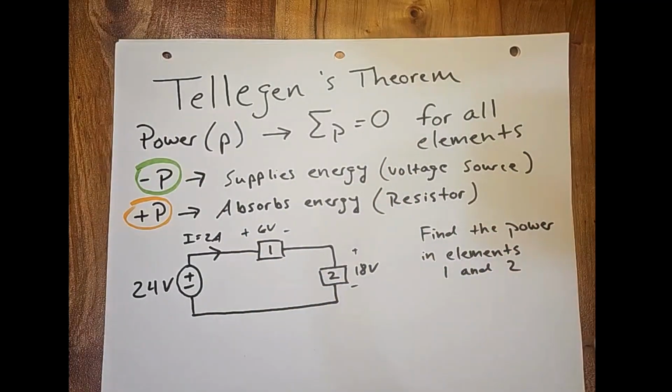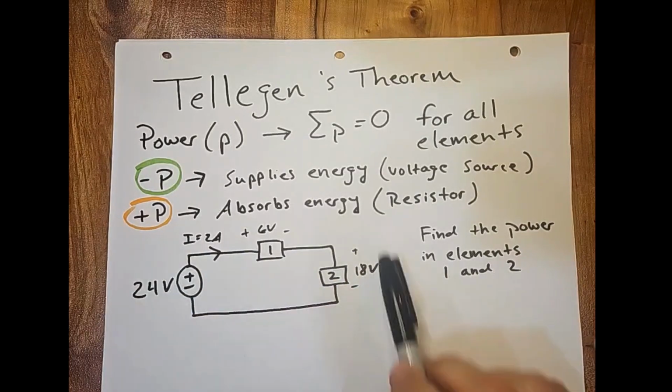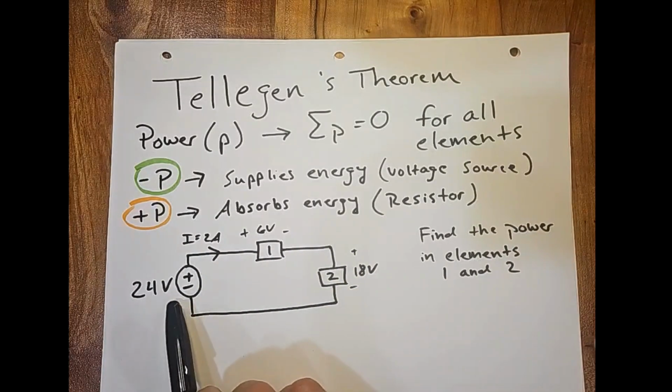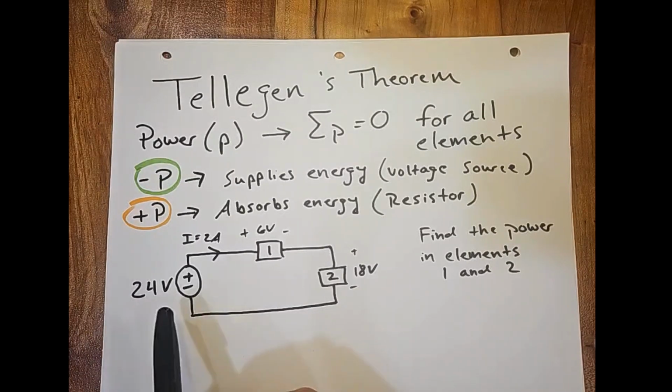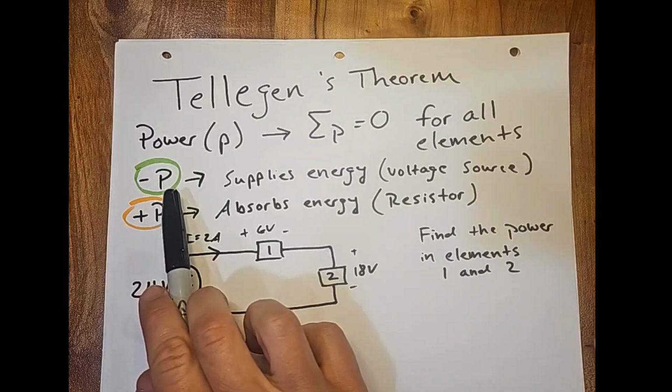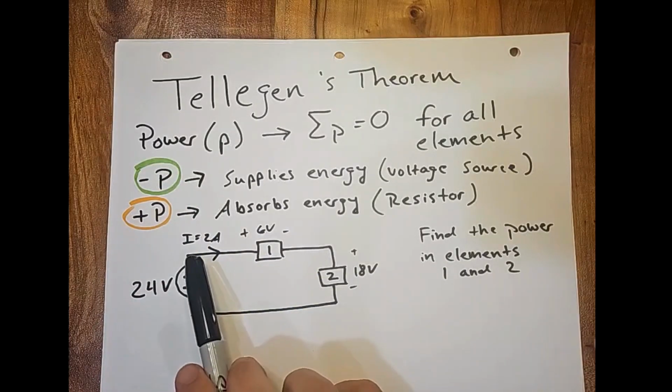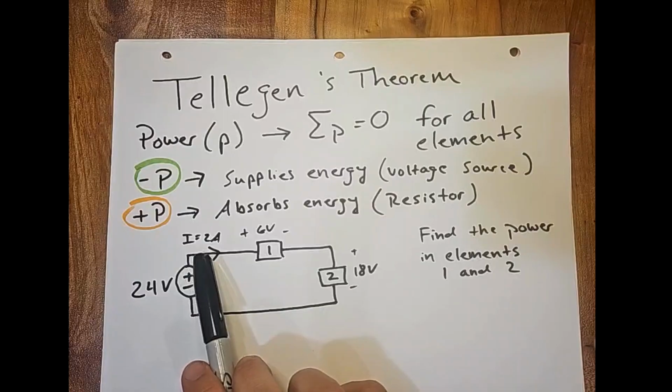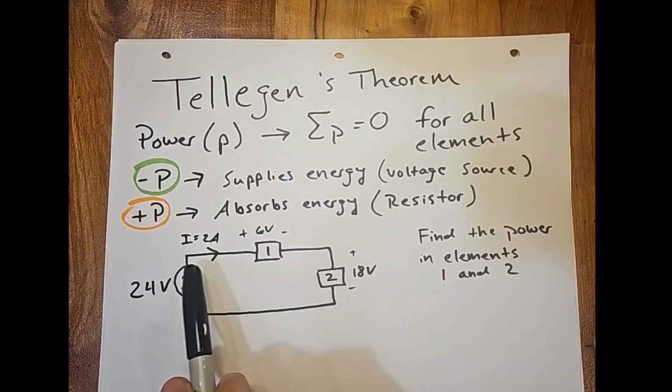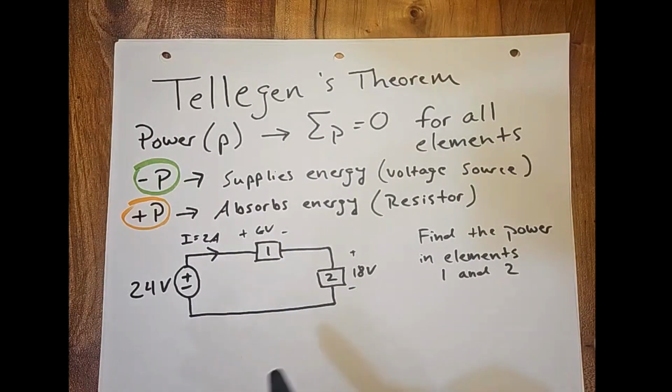So now let's use that base knowledge of Tellegen's theorem and use that to solve some basic power in a really simple circuit. So let's say we're given this circuit. We have a voltage source of 24 volts. So I already know it's a voltage source, so it's going to be giving power. So you should already be able to see that it's going to end up with a negative power value. We're given that the current is I equals 2 amps, and these are all in series, so everybody is going to have the exact same current.